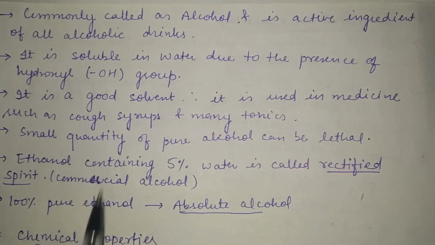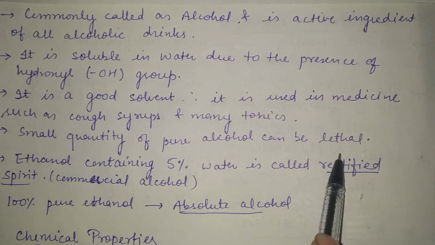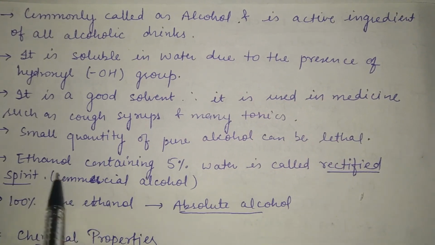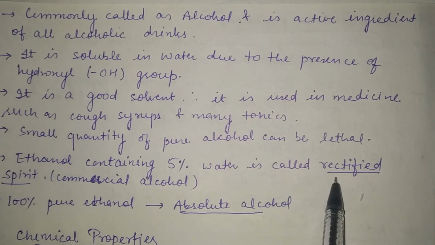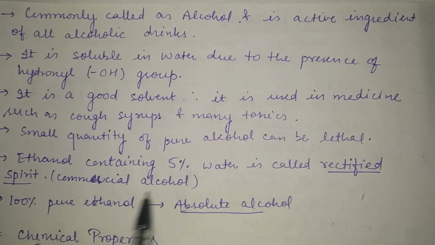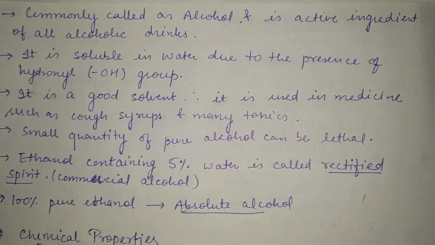A small quantity of pure alcohol can be lethal. It is harmful for human beings. Ethanol that contains 5% of water is called rectified spirit, which is a commercial alcohol, whereas 100% pure alcohol is termed absolute alcohol.